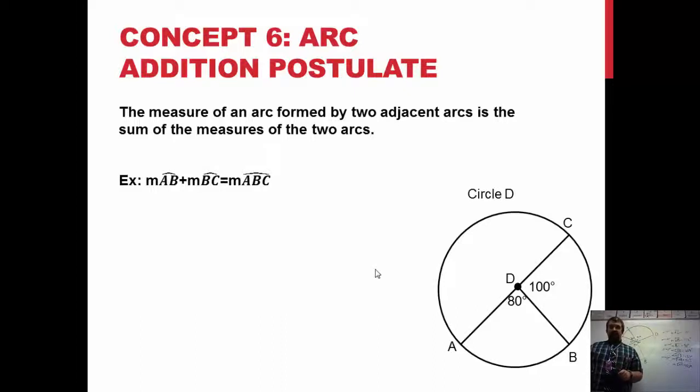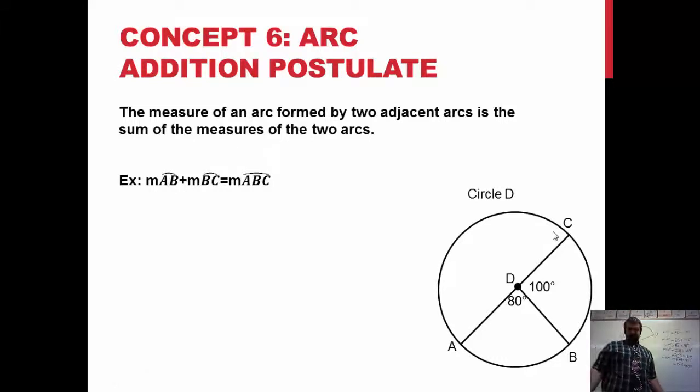It's a postulate. It has no other support than I'm saying this is something we can do. Why? Because we can. So I can add two smaller arcs to be a larger one because of the arc addition postulate. The measure of an arc formed by two adjacent arcs is the sum of the measures of the two arcs. So in the picture here, if I want to find the measure of arc ABC, so from A to C going through B, I could first find the measure of arc AB, 80, and add the measure of arc BC, 100, and then the measure of arc ABC would be 80 plus 100. That's all it's saying.